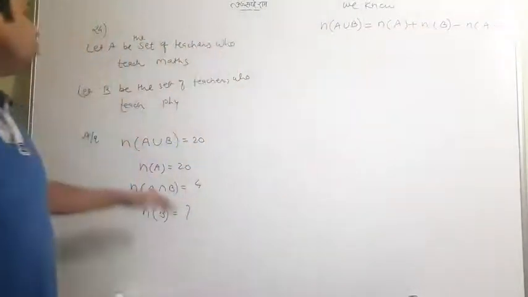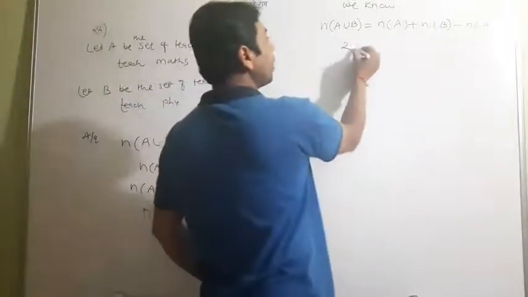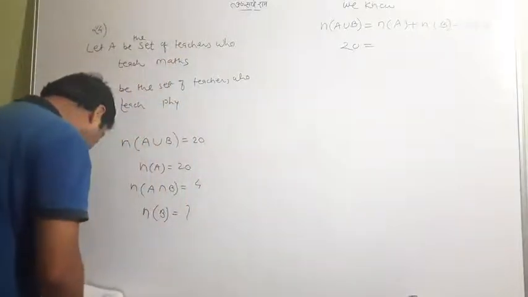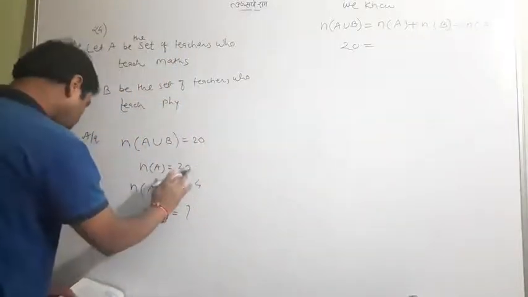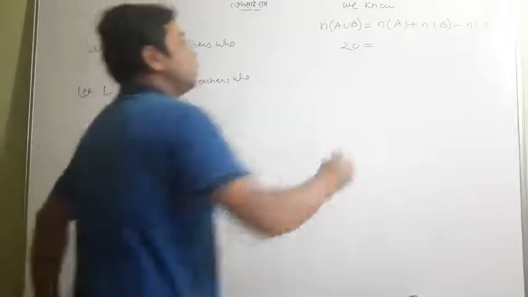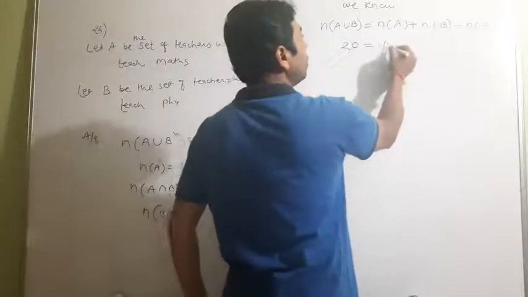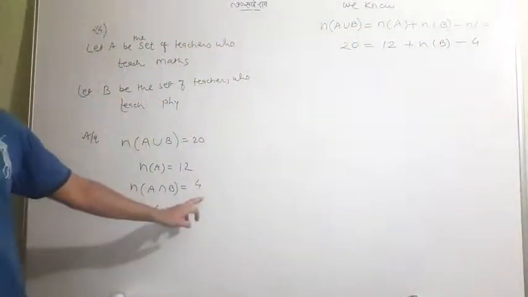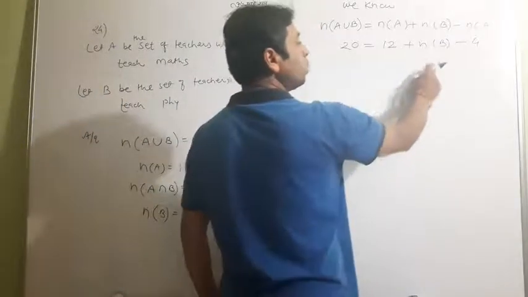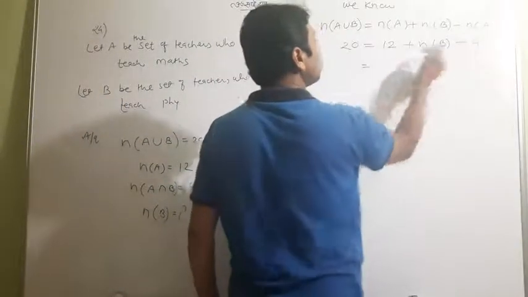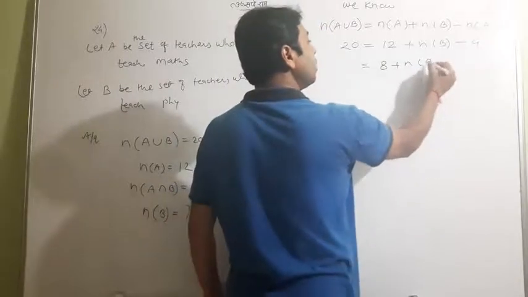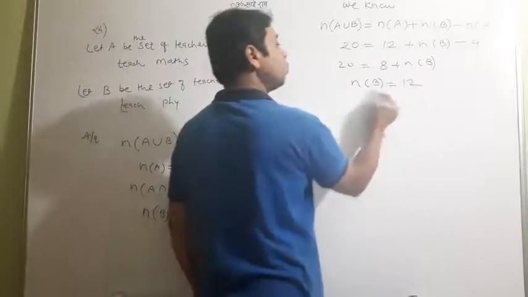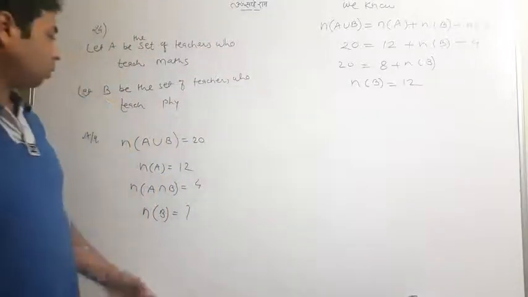A union B is equal to 20, and N of A, sorry, I have to check it again. It was 12. N of A is 12. N of B we need to find out. N of A intersection B, you know, is 4. So 12 minus 4 is equal to 8, plus N of B, and that is 20. 20 minus 8 equals 12. So these 12 teach physics. This is very simple.